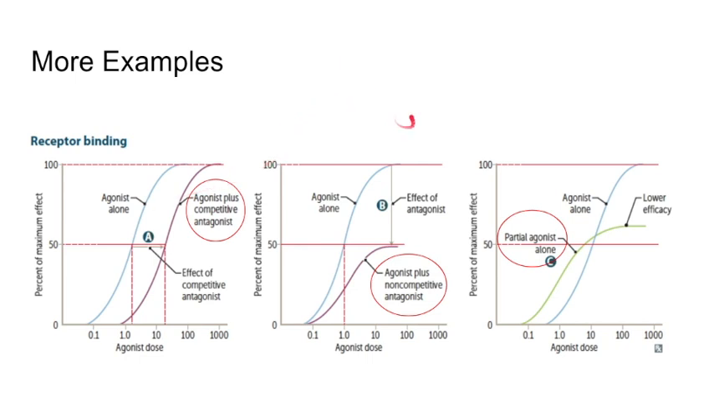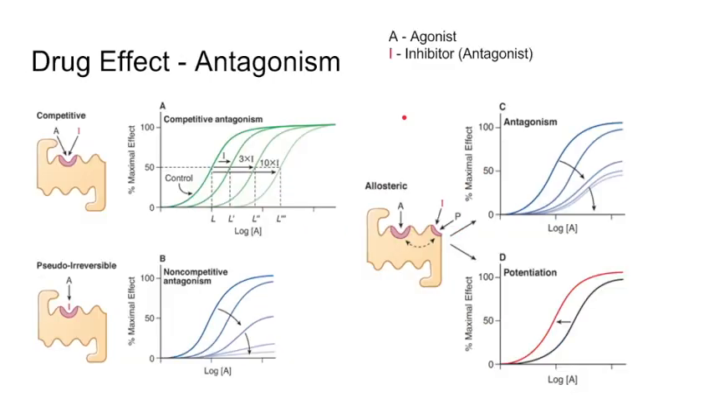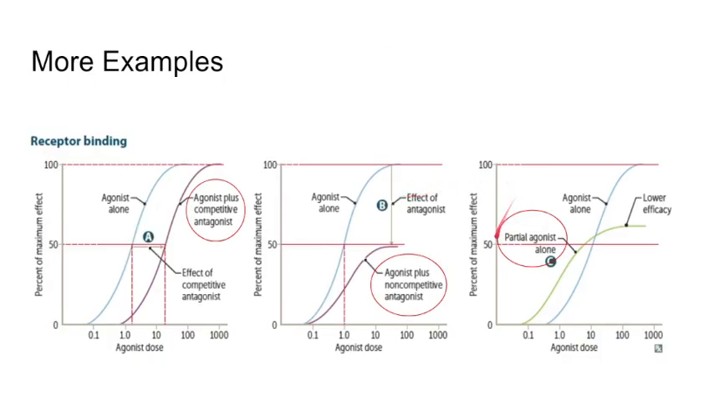Moving over, here we are adding a non-competitive antagonist. We talked about this before. This would sort of be our pseudo-irreversible or our allosteric. It could be either one. And we see a reduction in potency. Agonist is not able to overcome the binding of the antagonist, whether it is allosteric or if it is at the same site. Therefore, you have a reduction in the actual maximum effect. Therefore, you have a reduction in efficacy.